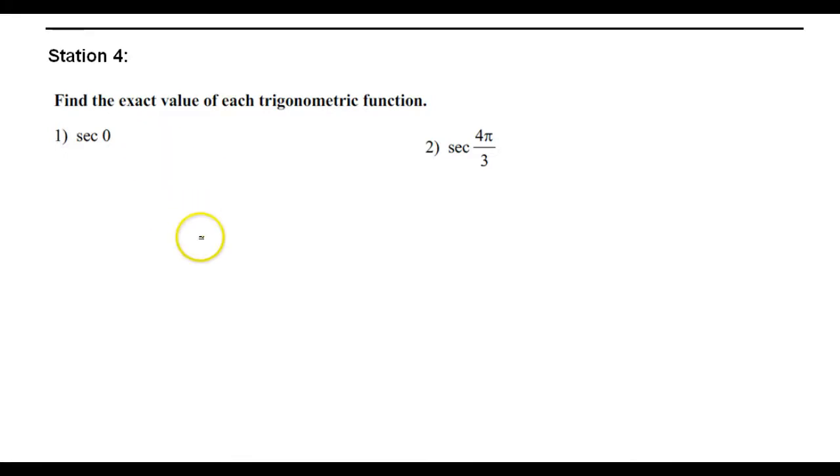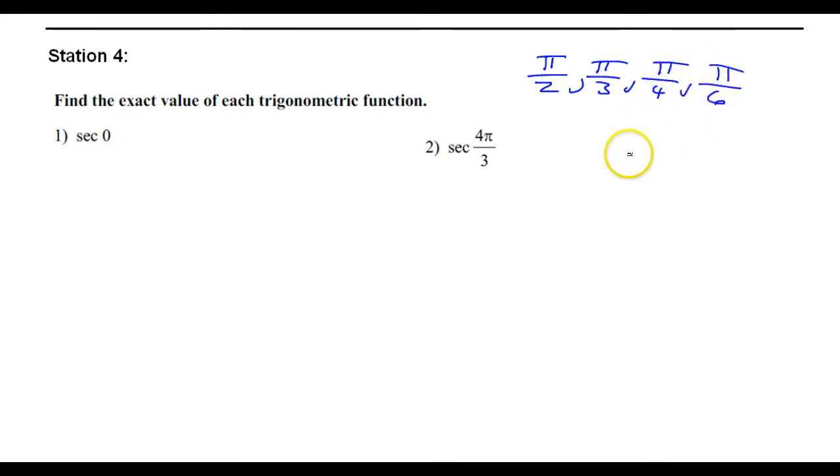Alright, in this video we will learn how to find the exact value of each trigonometric function. Now notice that these will all be special angles. They will be multiples of either pi over 2, or pi over 3, or pi over 4, or pi over 6.